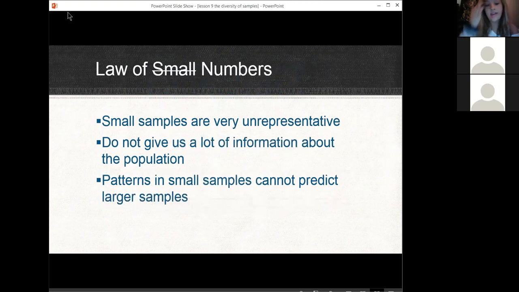And then lastly, patterns in small samples can't predict larger samples, basically because we can't say that that small sample is representative of our population, so we obviously cannot use it to predict those larger samples. It's just not logical. So that's the main idea there. You'll never hear something called the law of small numbers, just to compare and contrast it with our law of large numbers, which we talked about last week.